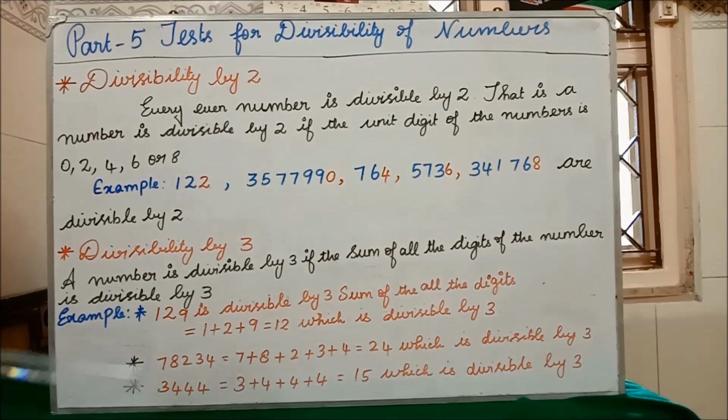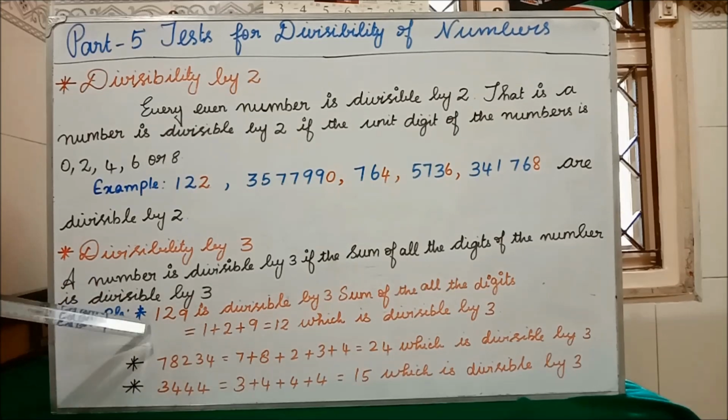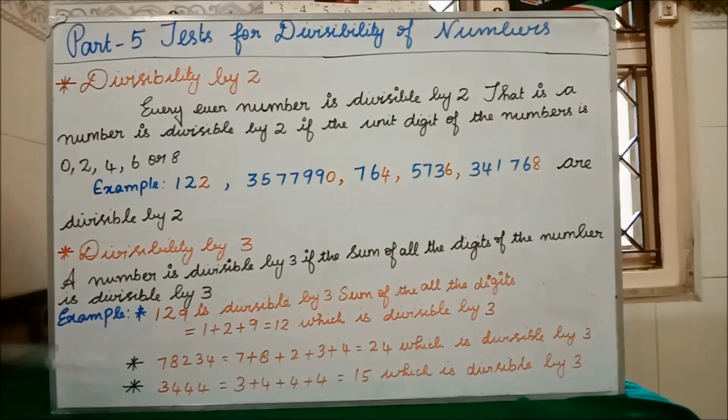Okay, we'll see the example. Consider 129. If I am saying it is divisible by 3, how? Without dividing, you have to add 1 plus 2 plus 9, each digit separately. 1 plus 2 is 3. 3 plus 9 is 12. So 12 is divisible by 3 or not? It is divisible. So 129 is divisible by 3. Clear all of you? Clear?